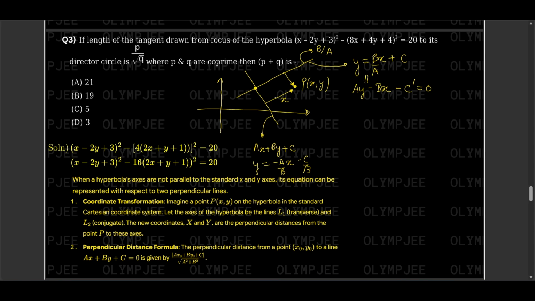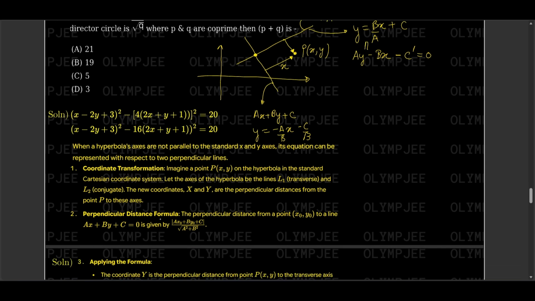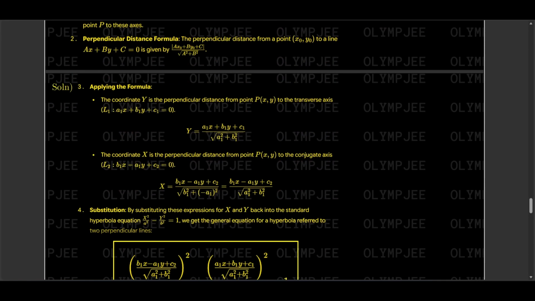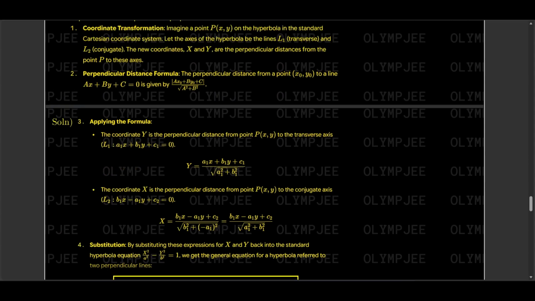So now we can find out the distance from these two lines. So if we take P as x naught and y naught, then the distance of P from this axis would be ax naught plus by naught plus c divided by root of a square plus b square. And the distance from this axis would be b1x minus a1y plus c2 divided by root of a square plus b square. So we have applied the distance formula for both the lines.